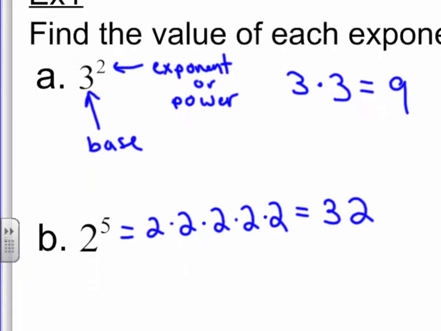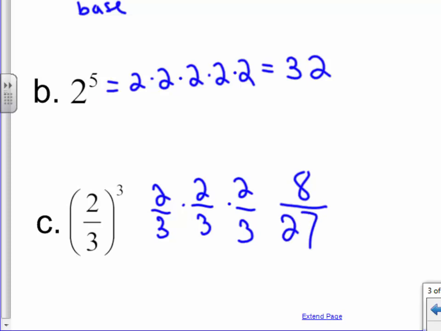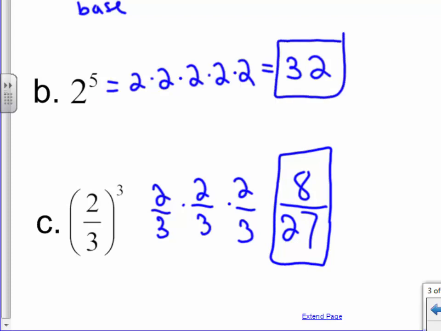The only tricky one might be C here for us, 2/3 to the 3rd power, or 2/3 cubed. Same way, we're going to write 2/3 times 2/3 times 2/3. Since it's in parentheses here, everything inside that parentheses is raised to the 3rd power. So we have 8 over 27 there.